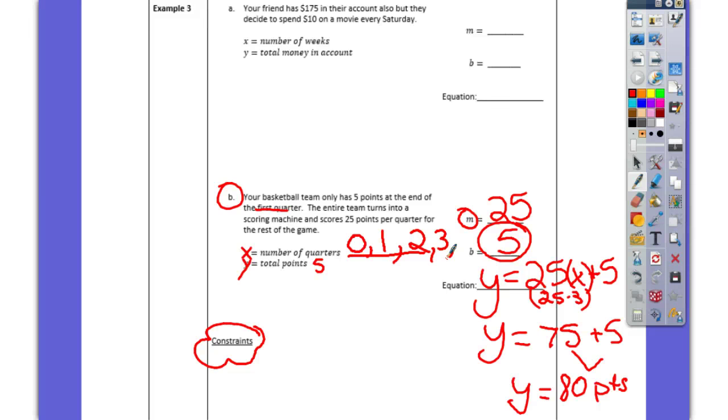What would the y be? Total points. So the total points can only be, what did we start with? 5. What was the most that we figured out? 80. So your constraints could be anywhere from 5 to 80. All right, it would have to be greater than or equal to 5 or less than or equal to 80.